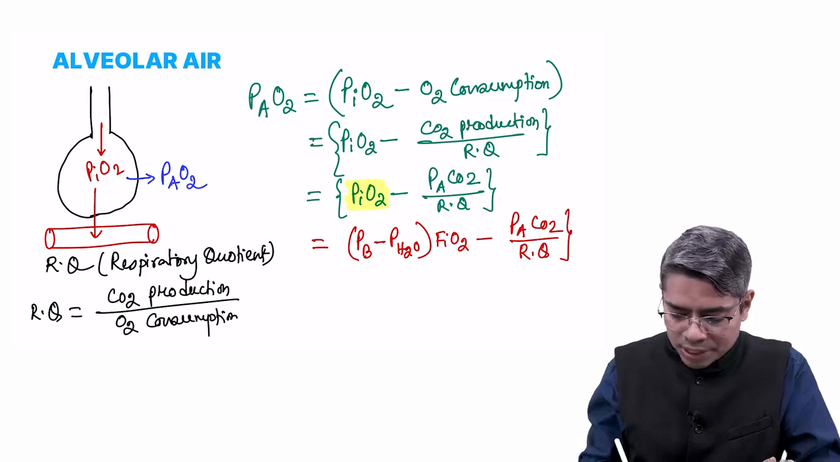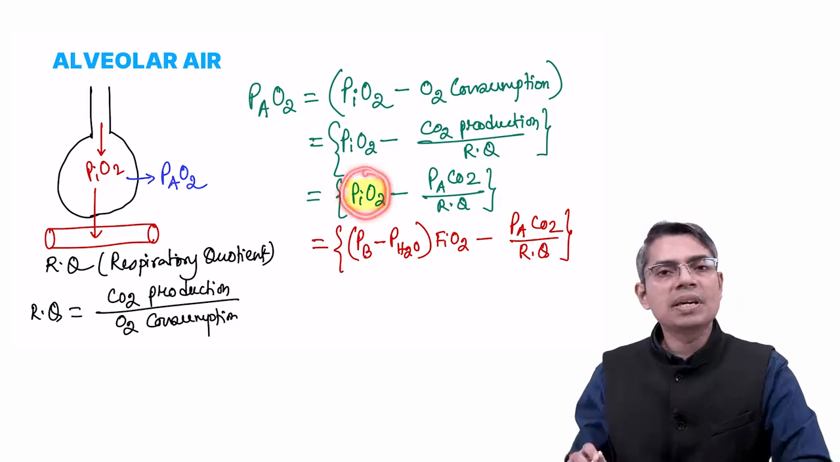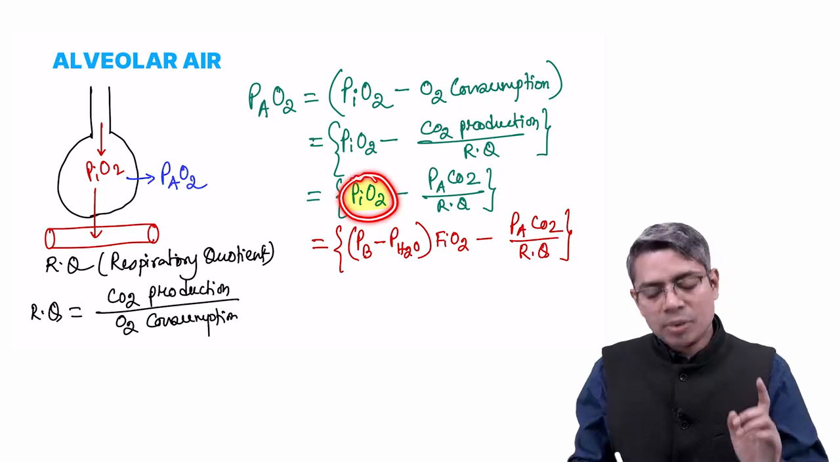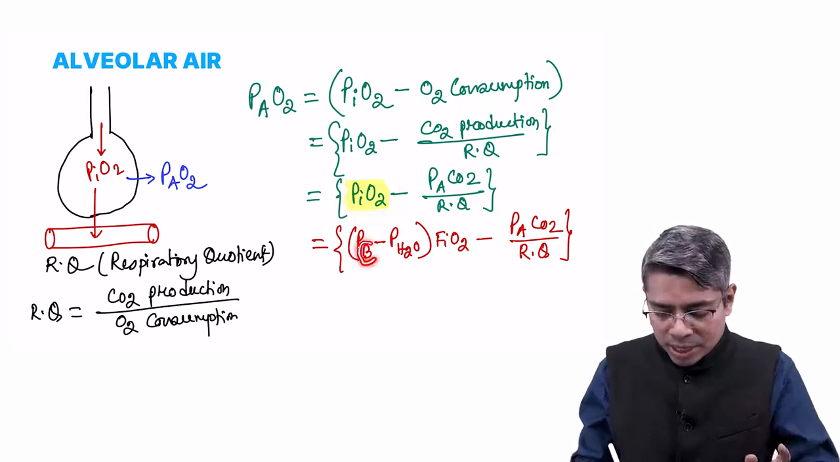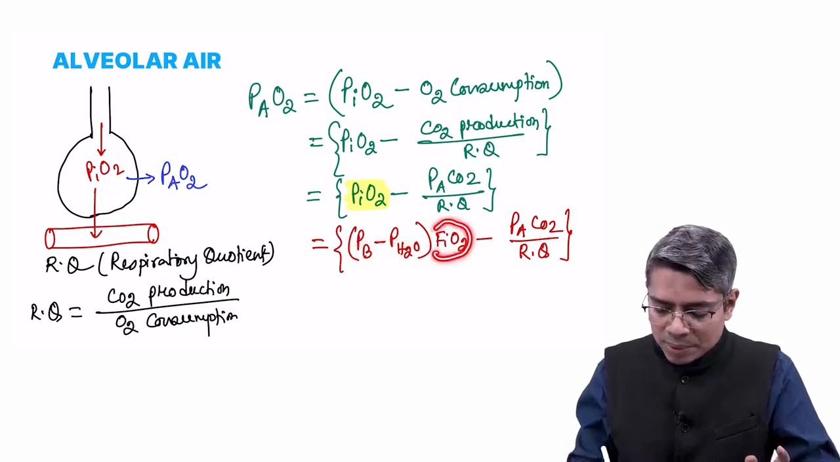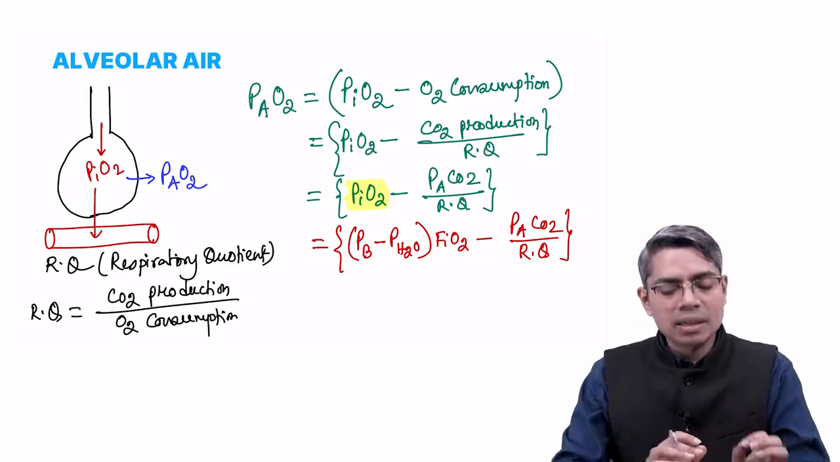Look at this formula once again. So what changes have I made here? I have changed this PiO2, that is the inspiratory oxygen partial pressure, by putting Pb, that is the barometric pressure, minus PH2O, that is water vapor pressure, multiplied by FiO2. FiO2 is the fraction of oxygen in the inspiratory air.